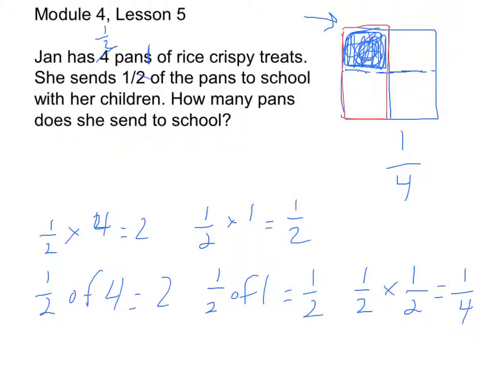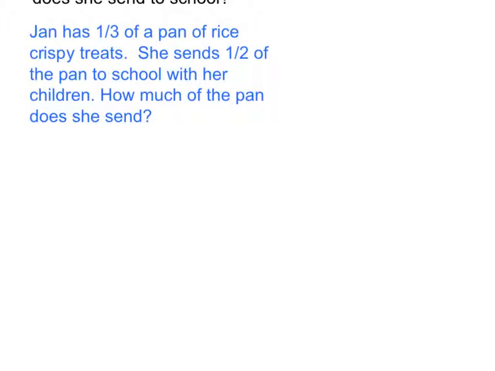Let's try another example. Okay, so this time we have a very similar problem. Let's read it. Jan has 1/3 of a pan of Rice Krispie treats. She sends 1/2 of the pan to school with her children. How much of the pan does she send? So this again will be pretty easy to draw a picture of. Here's our pan of Rice Krispie treats. But she does not have a whole pan. She just has a third of a pan.